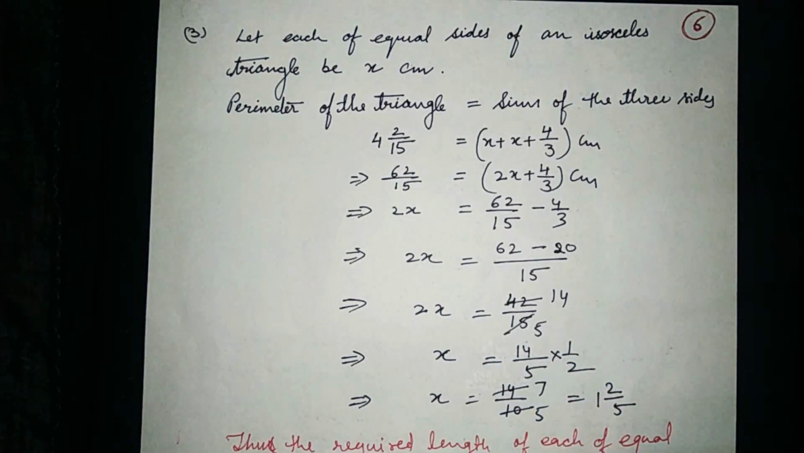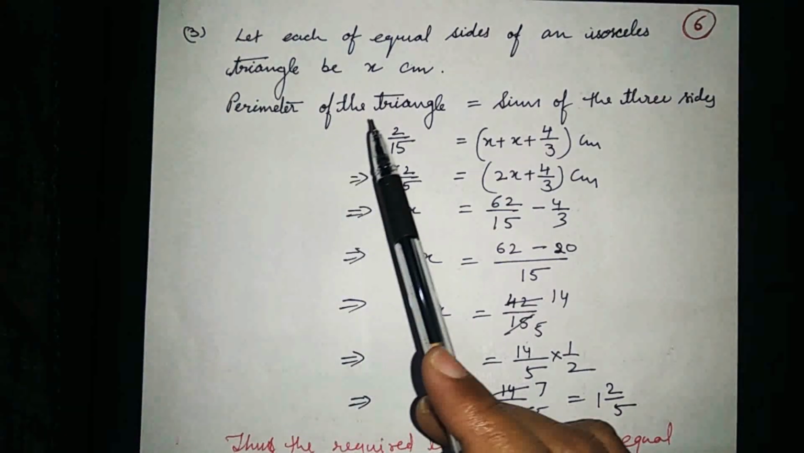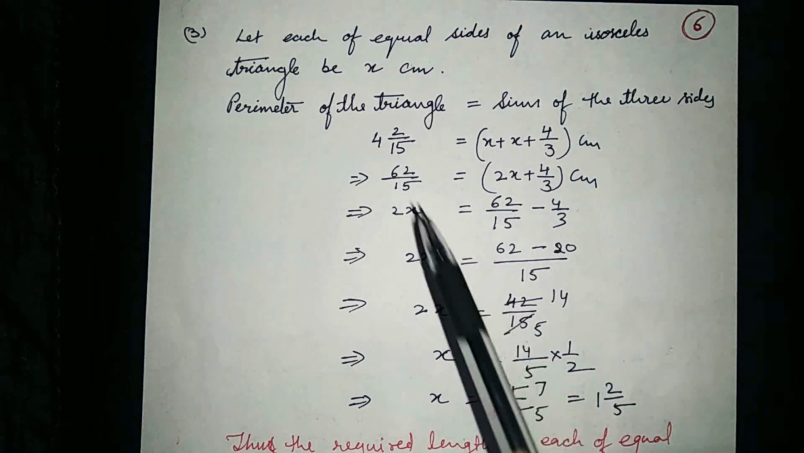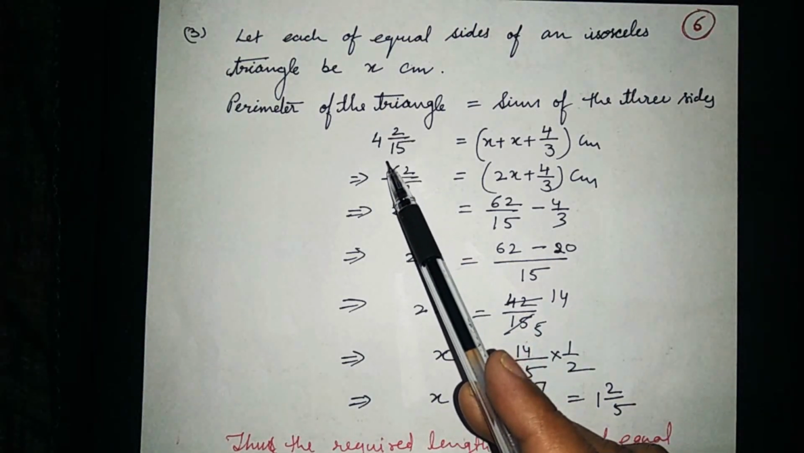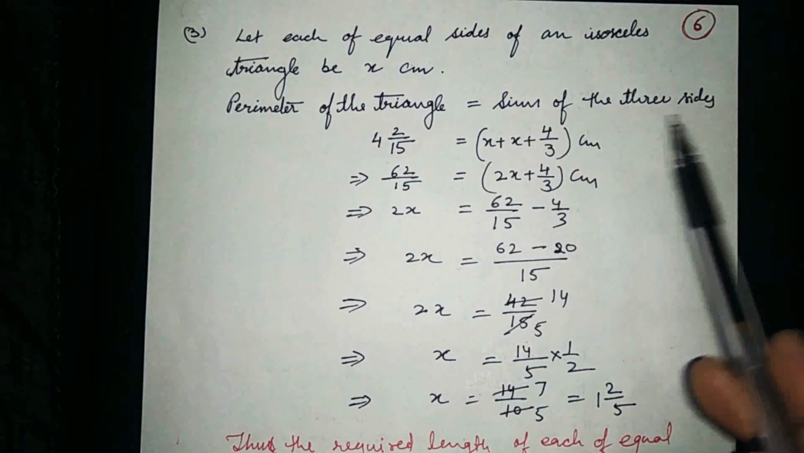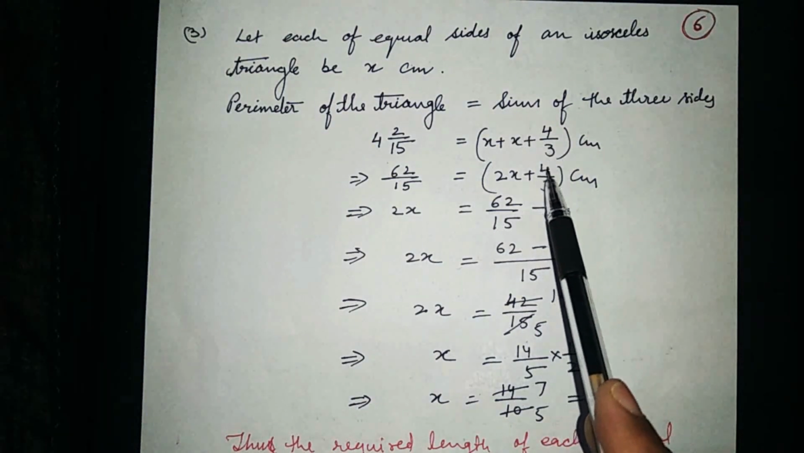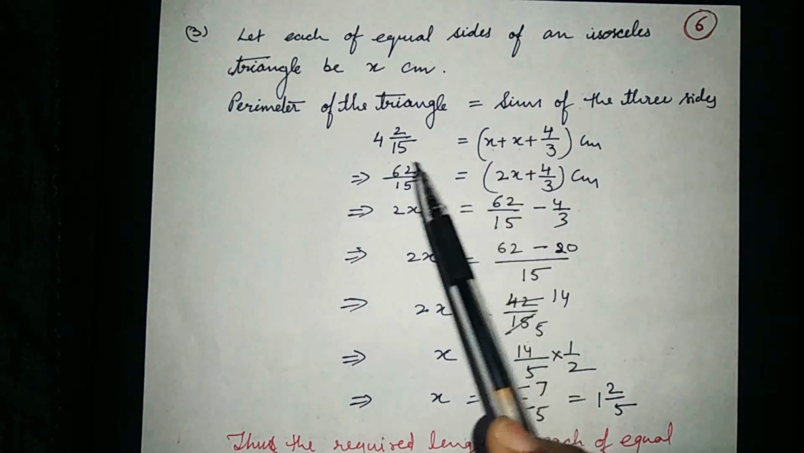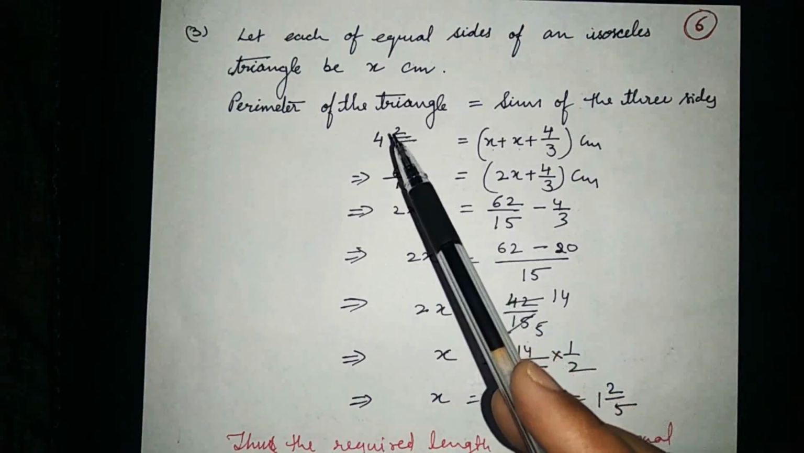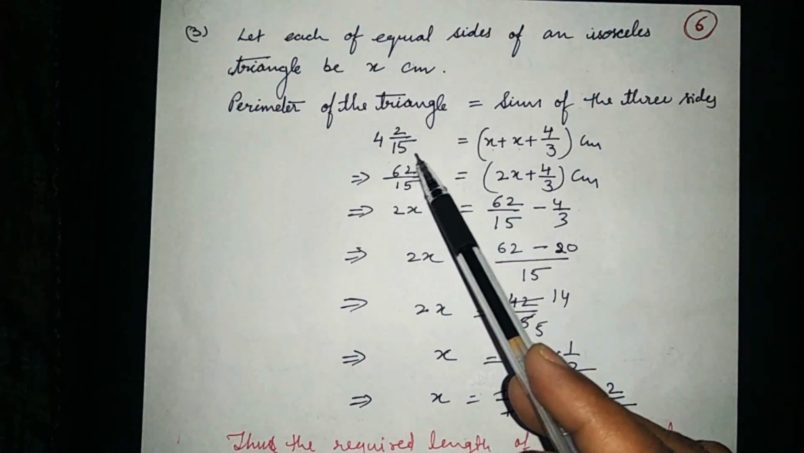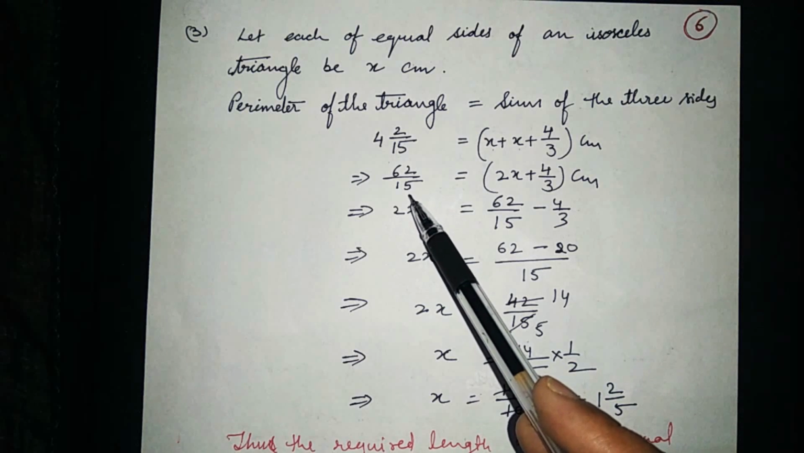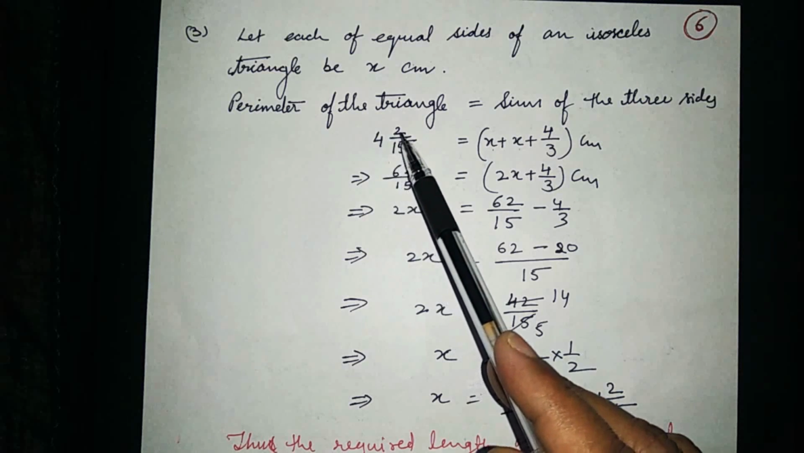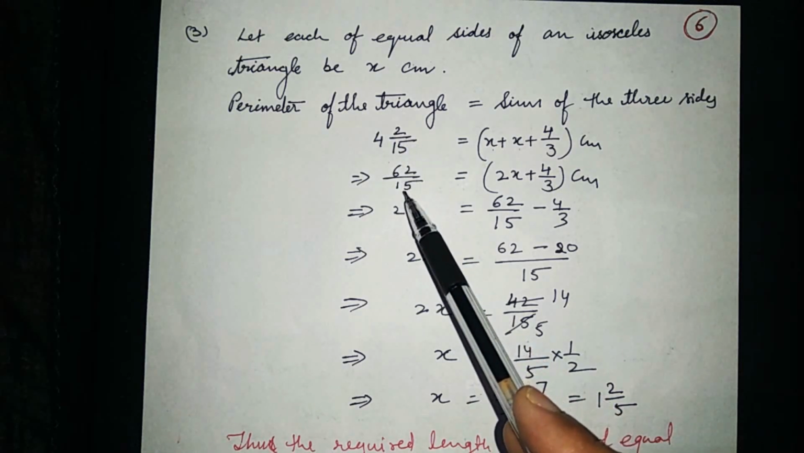So now see what we will do here. Perimeter of triangle is equal to the sum of the three sides. Here the perimeter of the triangle is 4 whole 2 upon 15. Sum of the three sides, here x plus x plus 4 upon 3. Now x plus x is 2x, and this mixed fraction if we solve we get what? 15 4s are 60 and plus 2, 62 upon 15.